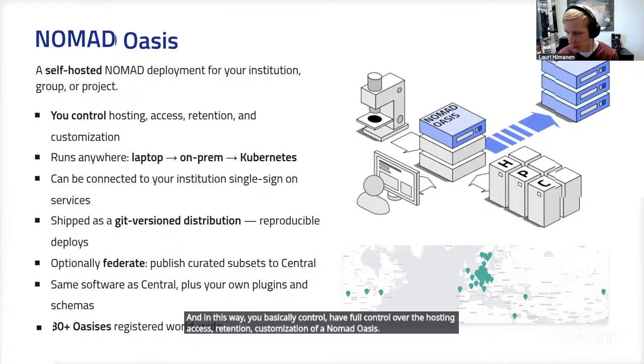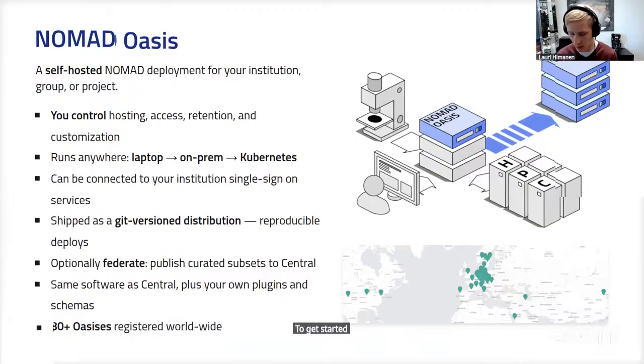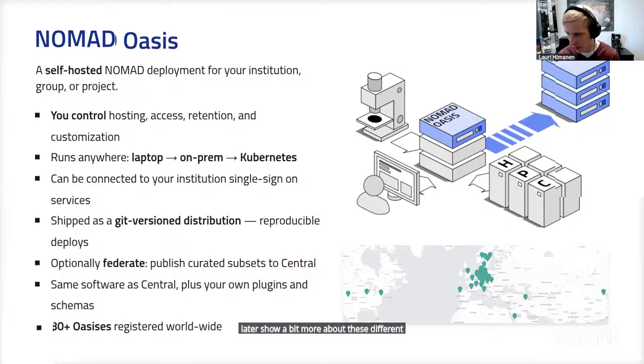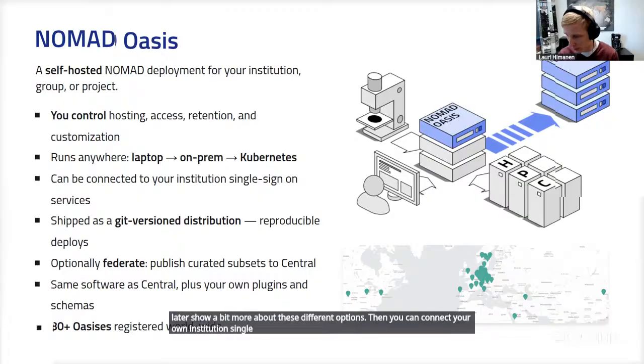And essentially, you can run it on your laptop to get started, to develop your deployment. But then you usually, of course, try to push it to some sort of on-premise server or even to the cloud with Kubernetes. I will later show a bit more about this, or different options. Then you can connect your own institution's single sign-in service to your Oasis for institutional login.